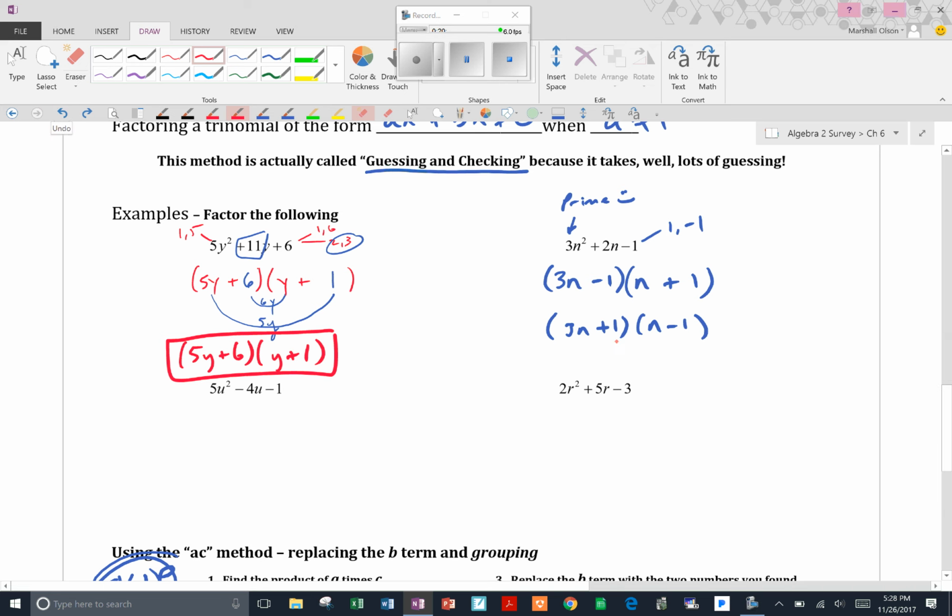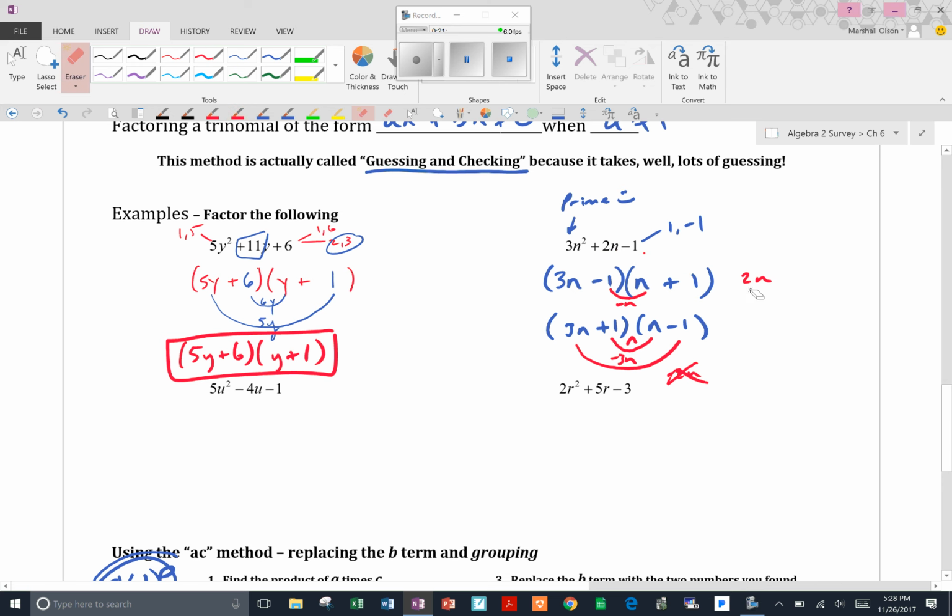Let's check by doing our multiplication here. We have n and we have negative 3n there. So those add up to negative 2n. That's not what we want. We have negative n here, and we have a positive 3n right here. Those add up to the positive 2n, and that's what we want in the middle right there.